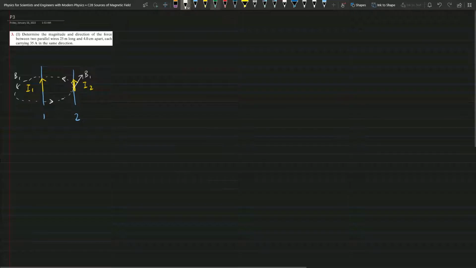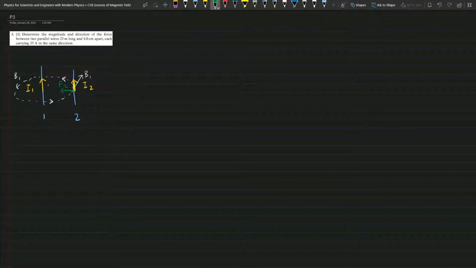So like this, and by using your right hand, you can determine the direction of this magnetic field. In this case, B1 is given in this direction, at the point where it contacts wire 2, the magnetic field B1 is in this direction. Now, using your left hand, you can determine the direction of the force. You will get the direction of force going in this direction. Let's call this F2, the force acting on wire 2.